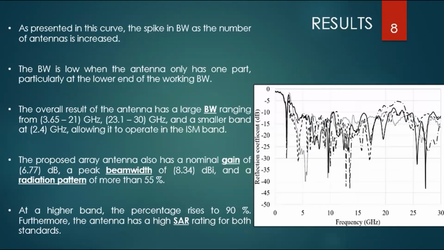Then, as presented in this curve here, there is a spike in bandwidth as the number of antennas increased. So the bandwidth is low when the antenna only has one part. So we have less bandwidth when we use fewer antenna arrays, particularly at the lower end of the working bandwidth.